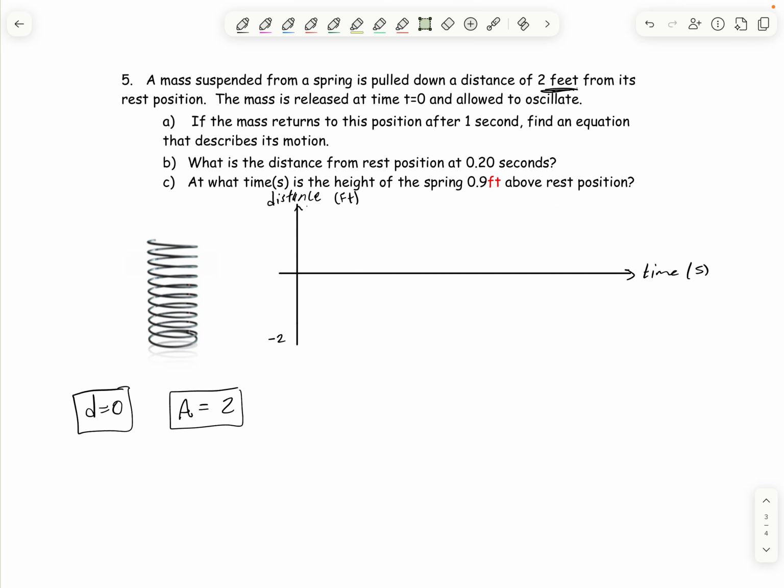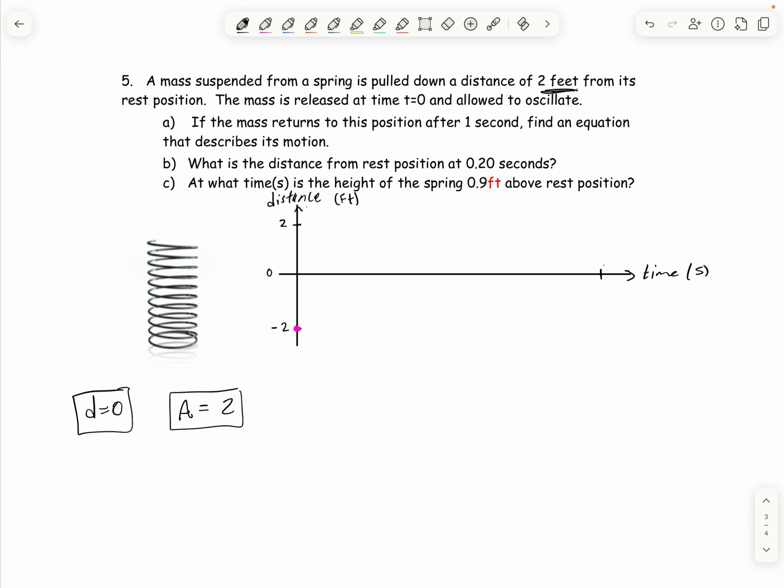There we go. Center it a little bit so it's easier to see. So that's going to be at -2, +2 here, and at -2. And 0 is going to be like the rest position, the midline. Okay, so I could see I start at -2, right? Pulled down, and it's released at time 0. Okay, and then at 1 second, so literally 1 second is the period. It comes down to -2 again, its original position.